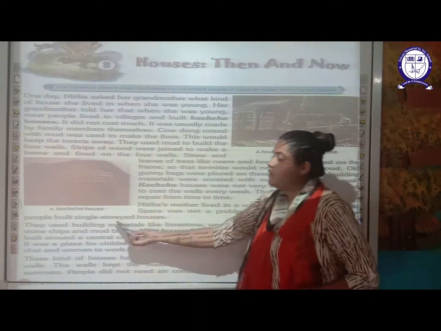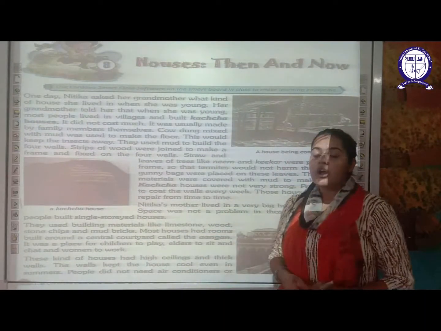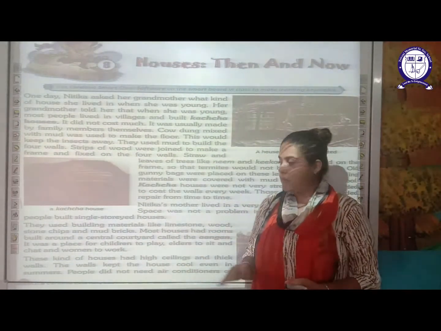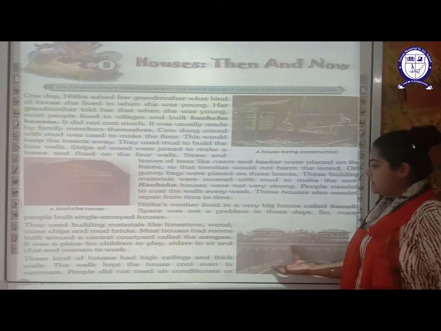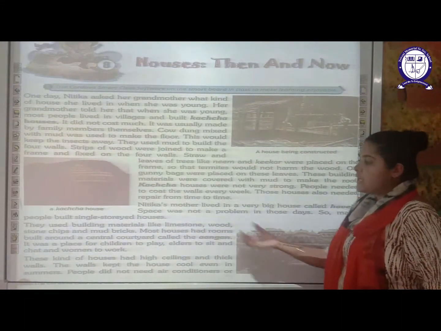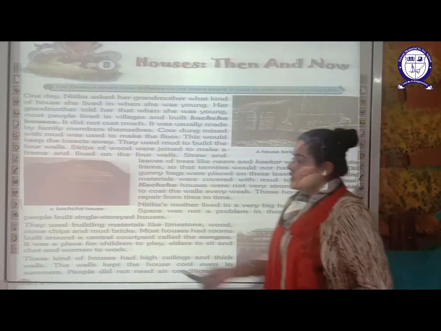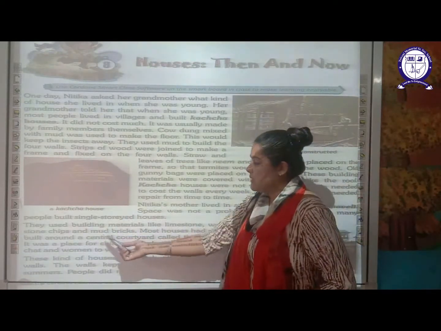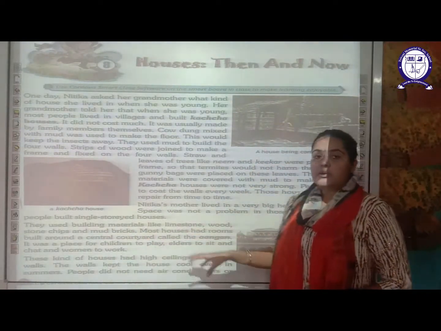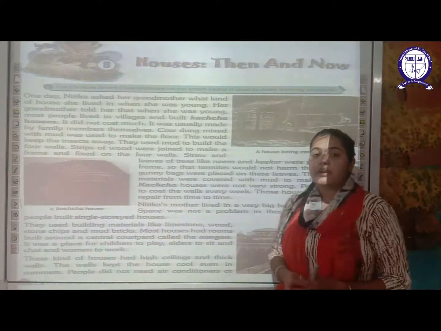So many people used to build single-story houses. As you can see here in the diagram, this is a kind of Haveli in which Nikita's mother used to live. They used building materials like limestone, wood, stone chips and mud bricks. So in order to construct these types of houses, what materials were they using?